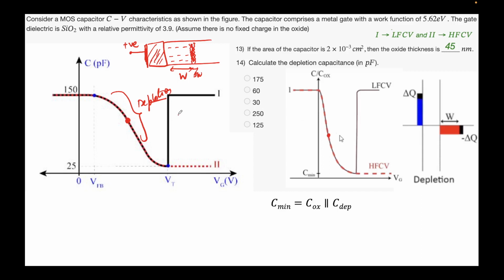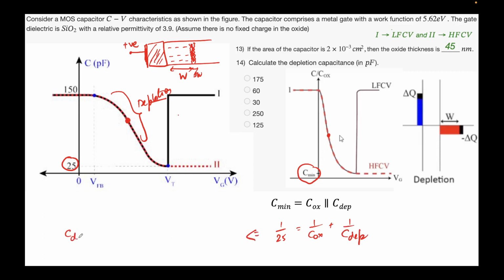Same picture over here. And I've been saying one more thing: this value that you see, its counterpart here is given as 25, and C min is nothing but when C oxide and C dep are in parallel. They are in parallel, but effectively in series, and their magnitude is calculated through this. So I can write 1 by 25 equals 1 by C oxide plus 1 by C dep. Let's solve this here.